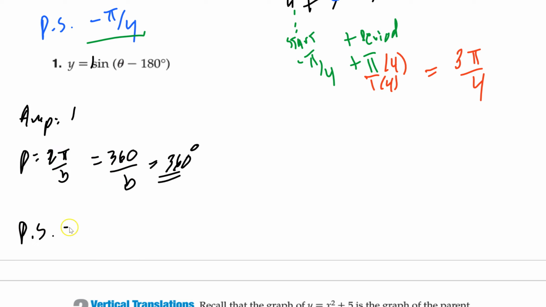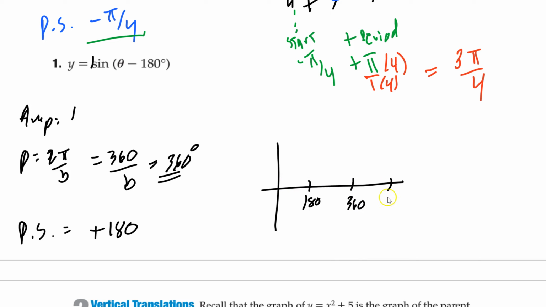My phase shift, well, that doesn't change. Inside opposite, we're going to go plus 180. So let me draw it. Normally I go by pi's, but in this case, since we have 180, let's go 180 over here. Let's go another 180, so 360. Another 180 would be 540. Another 180 is 720. I think that's about it. So again, this is because it's in degrees. My amp is 1, so let's go up 1, maybe 2, 1, 2.